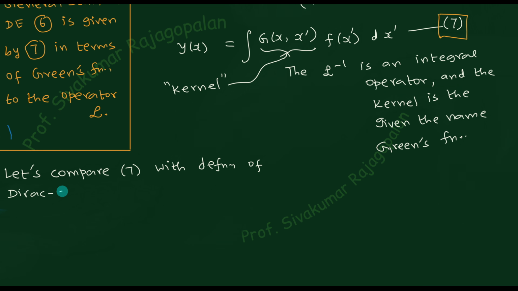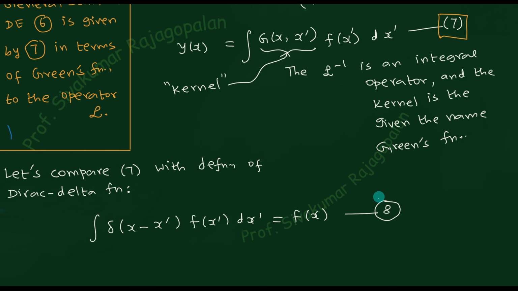The Dirac delta function is defined by the standard relation that you have an integral of the Dirac delta function of x minus x prime, multiplied by a well-behaved function f of x prime, and when it is integrated, I will get f of x. So this is the standard definition or defining equation for the Dirac delta function. And once you have this equation, what we are going to do is compare this with equation number 7.